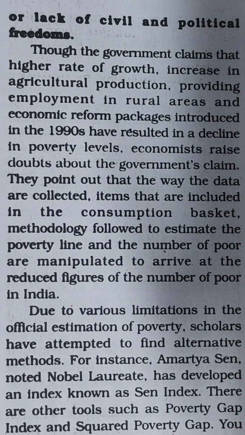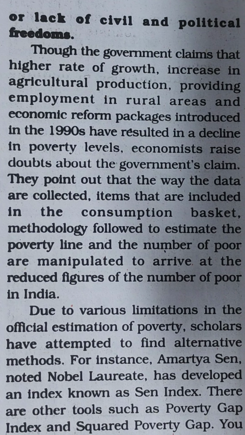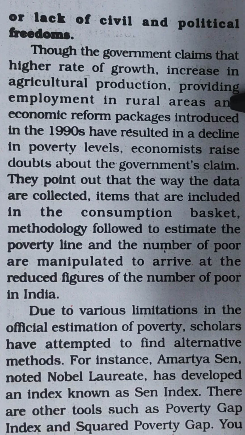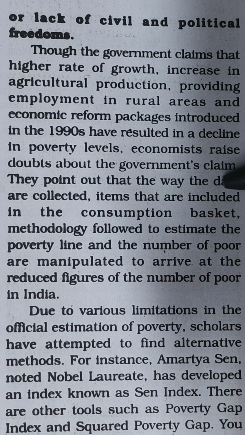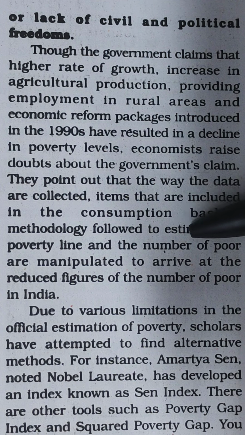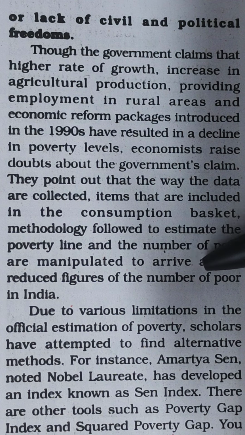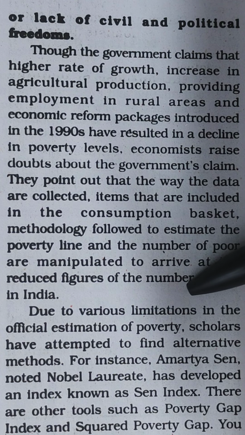Though the government claims that higher rate of growth, increase in agricultural production, providing employment in rural areas and economic reform packages introduced in the 1990s have resulted in a decline in poverty levels, economists raise doubt about the government's claim. They point out that the way the data are collected, items that are included in the consumption basket, methodology followed to estimate the poverty line, and the number of poor are manipulated to arrive at the reduced figures of the number of poor in India.